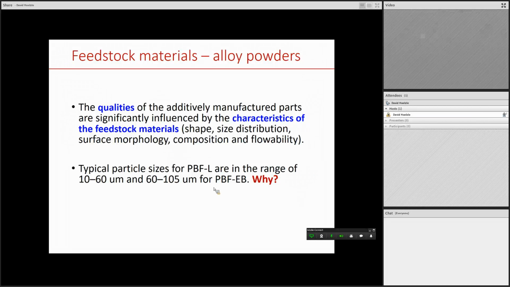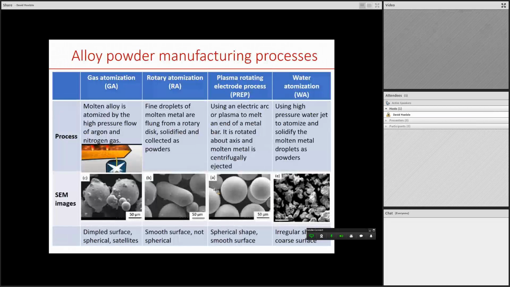Okay. Then there are 4 typical manufacturing processes of the alloy powder: gas atomization, rotary atomization, water atomization. They are just simple, you can tell from its name. There's a video showing the atomization process.